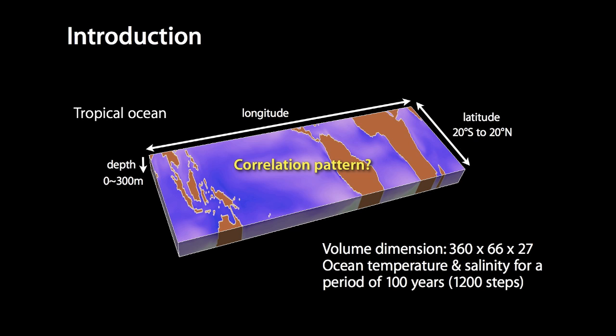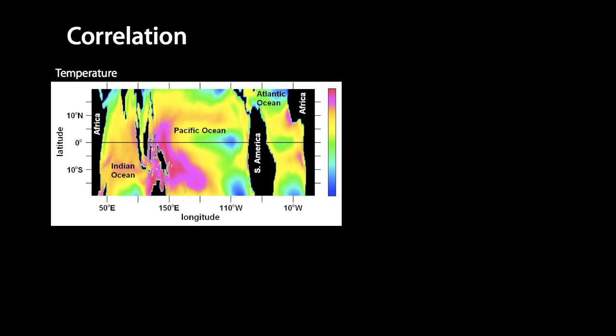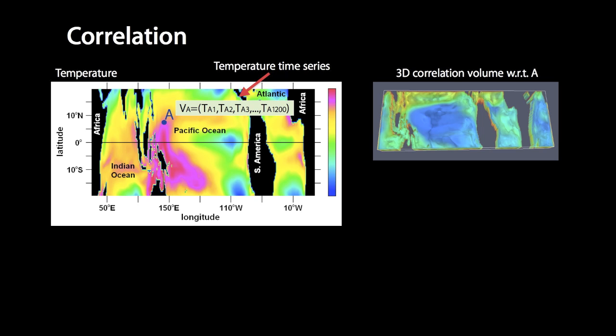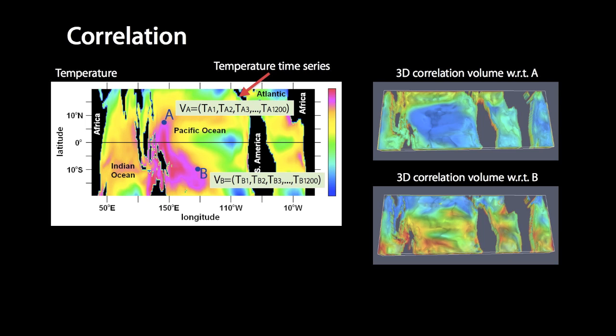Let's first talk about how to compute the correlation. Given a specified reference location, the temperature time series at this location can be correlated with the temperature time series at all other locations. Each reference location has a corresponding 3D spatial correlation volume.